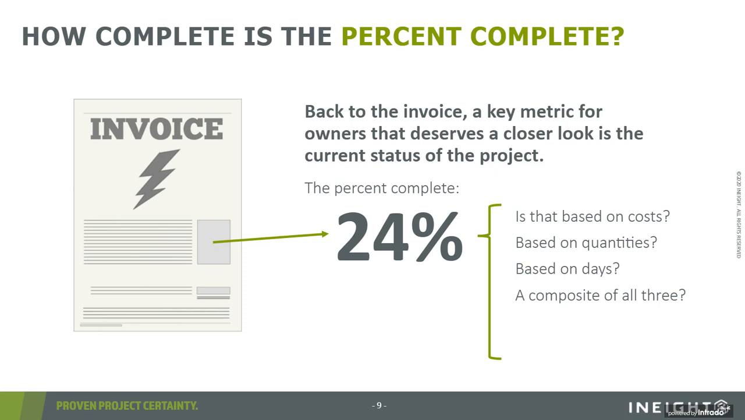You could be 50% of the way through your schedule days, but only 20% of the way through your quantity because things are falling behind. Or vice versa, you could have spent 50% of the cost, but installed 70% of the quantities because you're out in front. Things are going well.